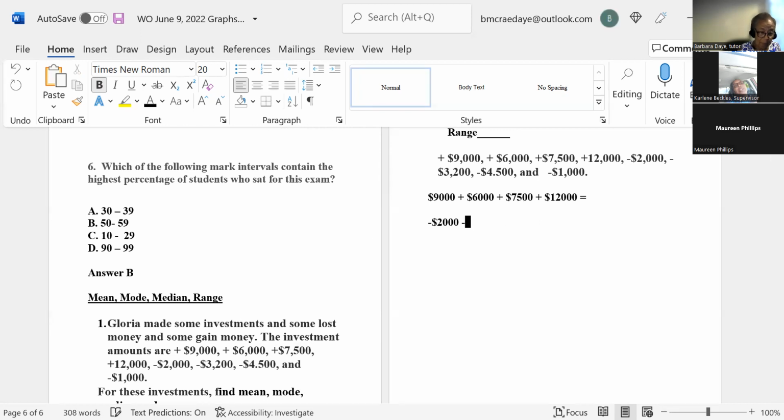The first one with the added, you get 34,500. Okay. And the second one, they get 10,800. Okay, so we got 2,000, 3,200, minus 4,500 and minus 1,000. Okay, all of these are dollars. Okay, let's put our dollars on there.